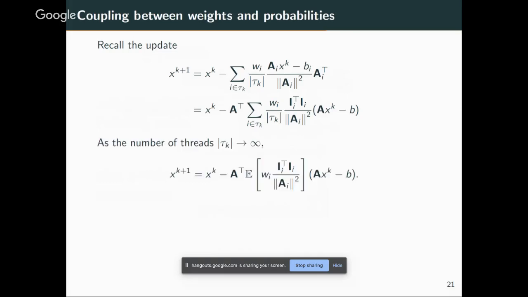With this formula, we can then consider what happens as we send the number of threads, or the number of indices in our set tau sub k, to infinity. As we do this, this sampling matrix approaches the expected value given here. In particular, we now have a deterministic update, and we can calculate this expectation as being just the matrix product PWD inverse squared.